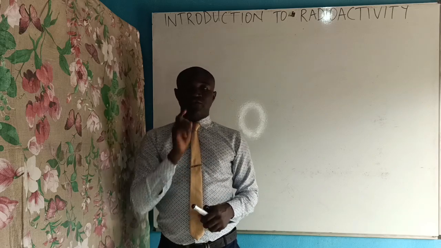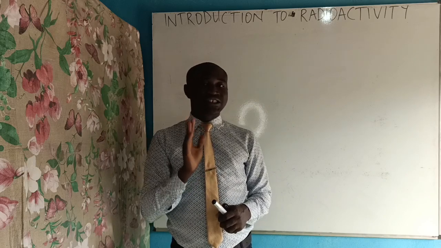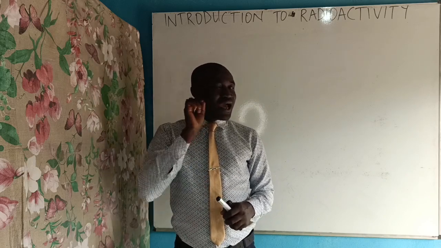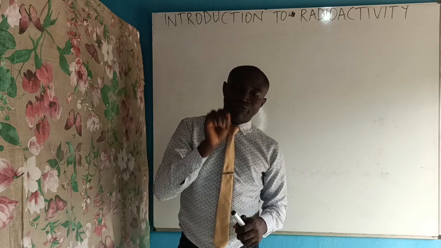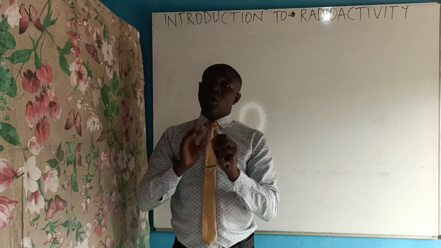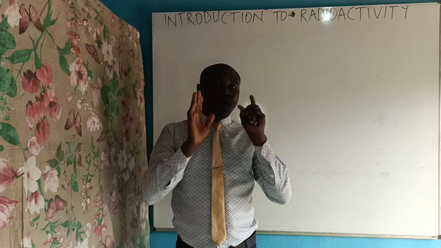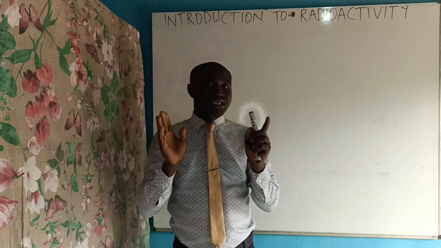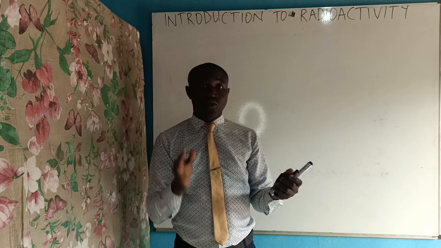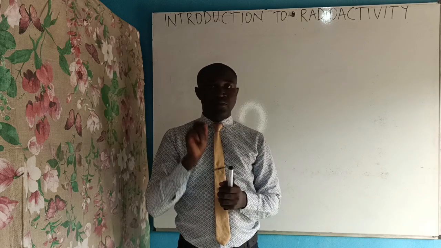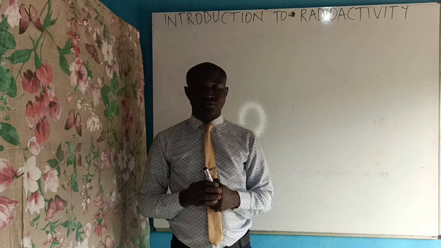Let's start with the definition of radioactivity. Radioactivity is defined as the spontaneous disintegration of heavy nuclei with release of radiations. That means once an element which has the tendency to disintegrate disintegrates, it releases radiations. The radiations it could release could be an alpha particle, which we call helium atom or helium nuclei, or beta particle, gamma particle, and so on.